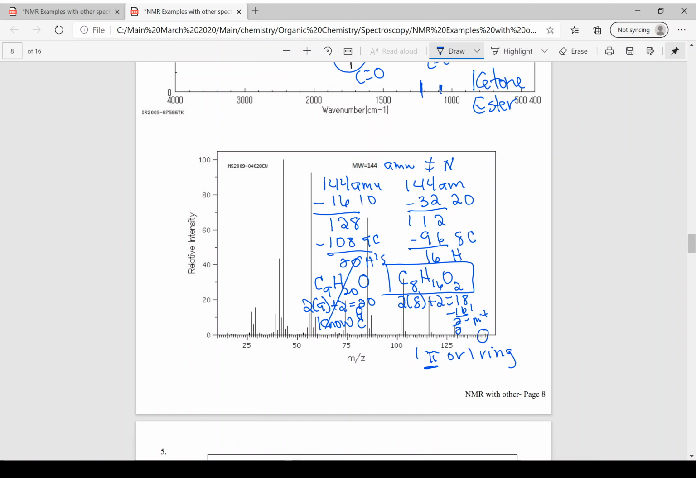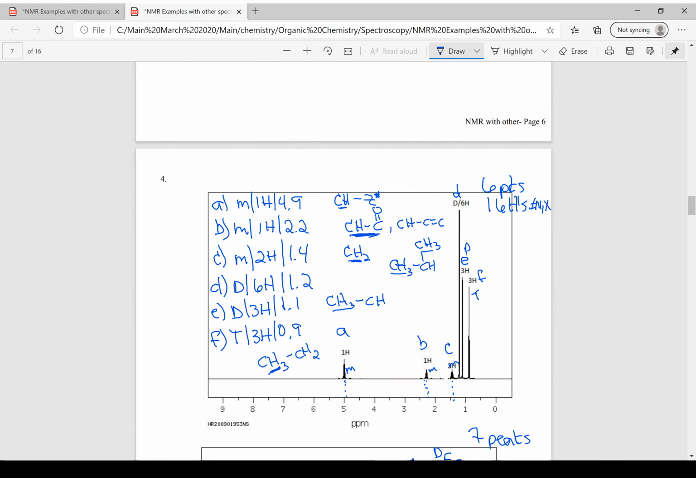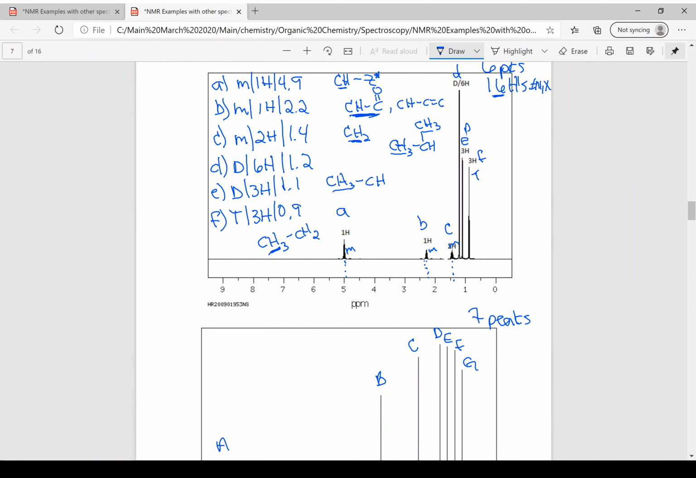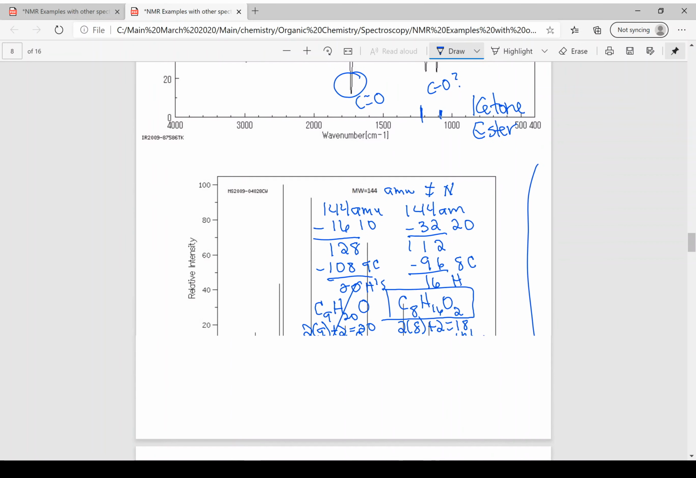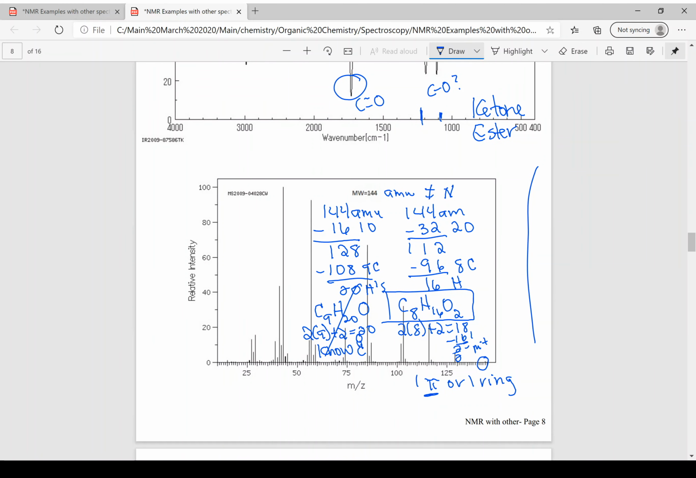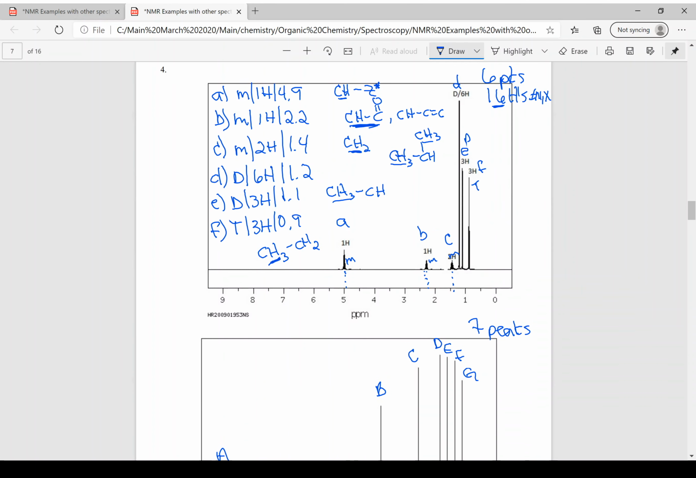All right, C8H16O2, and I also knew that there were 16 hydrogens in that formula, and guess what? 16 hydrogens is what the proton NMR showed me. C8H16O2. I'm going to write that right here.